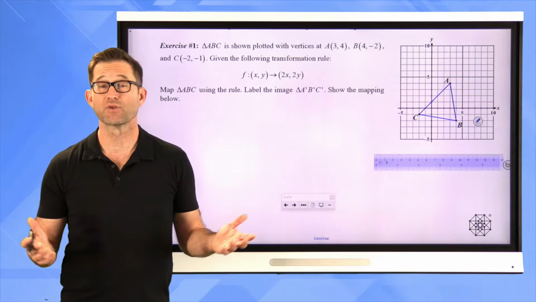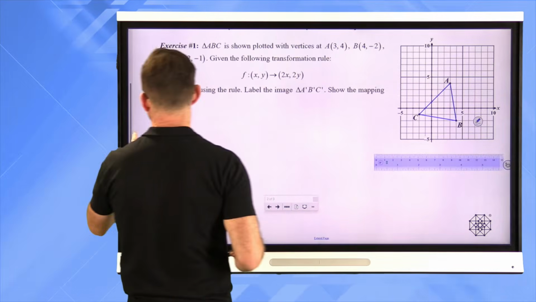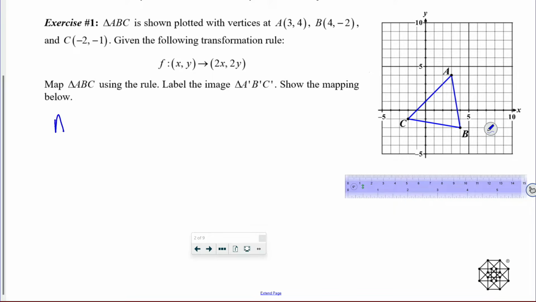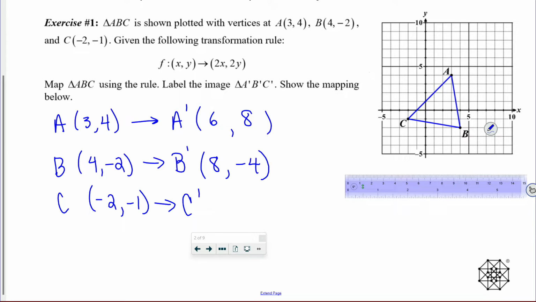All right, well this is an exceptionally easy mapping, obviously, right? So let's do the mapping and then we'll do the plotting. So all I want to do is take A, which is at 3, 4, and this mapping rule just tells me to multiply both the x and the y coordinates by 2. So A' will be at 6, 8. B, which is at 4, -2, will get mapped to B'. Multiply both of those by 2, and we get 8, -4. And finally, C, which is at -2, -1, will get mapped to C' at -4, -2.